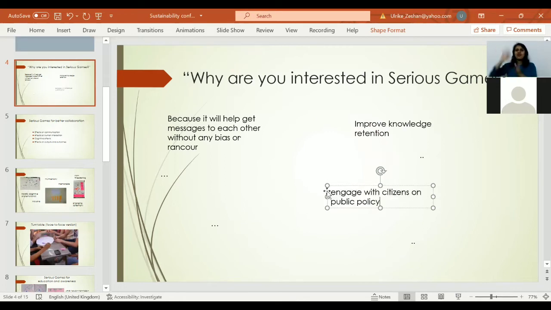Right, let me take one more. Dheeraj, can you continue with this one? Yes, ma'am, sure. The message is engage with citizens on public policy. Right. What do you think about that? I think, ma'am, during games, when we sit with our citizens, our old people, we can get more knowledge through it. Yeah, okay. And who has written this one? Can you add to that?